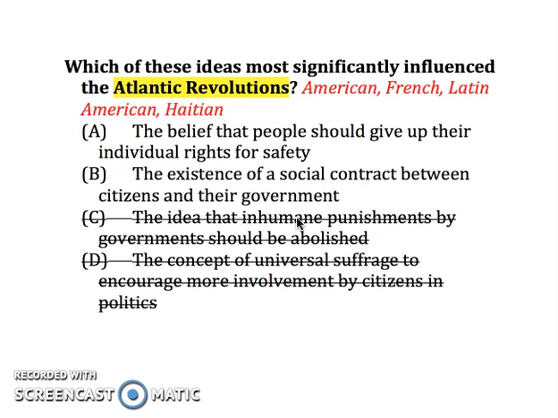All right, we're left with A and B. A, the belief that people should give up their individual rights for safety, or B, the existence of a social contract between citizens and their government. This is there to trick you, answer A. Yeah, people are going to give up their rights for safety, quote unquote, but it's really more than that. It's not just about safety. It's about things like representation, like being seen as human beings, like having the right to make their own decisions, freedom of speech, freedom of the press. So A, we would cross this out because the best answer is B.